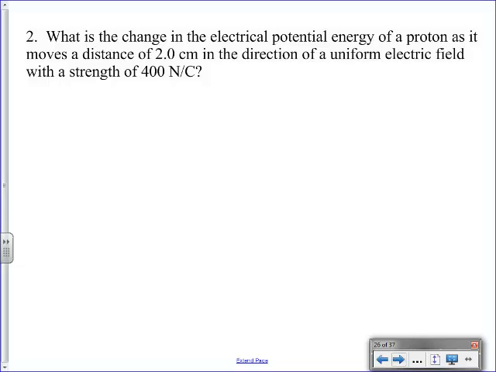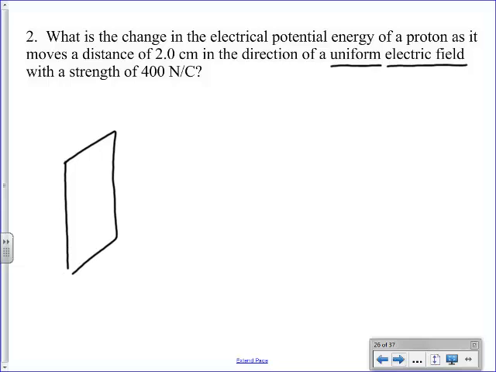What is the change in electrical potential energy of a proton as it moves a distance of 2 centimeters in the direction of a uniform electric field with a strength of 400 newtons per coulomb? Okay, so a couple of things that you want to do when you solve these problems. Whenever you see the word electric field, you want to ascertain whether you are working with a uniform electric field caused by parallel plates or an electric field caused by points.